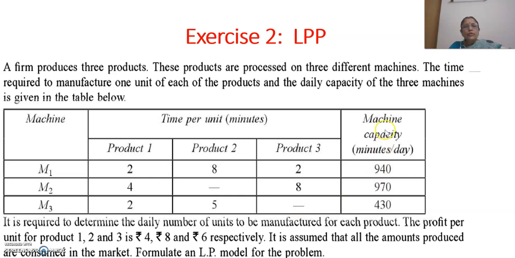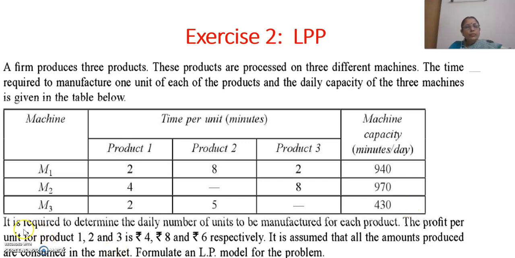And then they have also given the maximum capacity of each of the machines in minutes per day. That is, the maximum capacity of machine M1 is 940 minutes per day. For machine M2 it is 970 minutes per day, and for machine M3 it is 430 minutes per day.